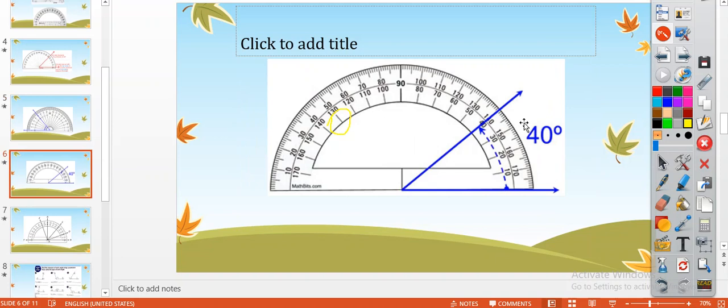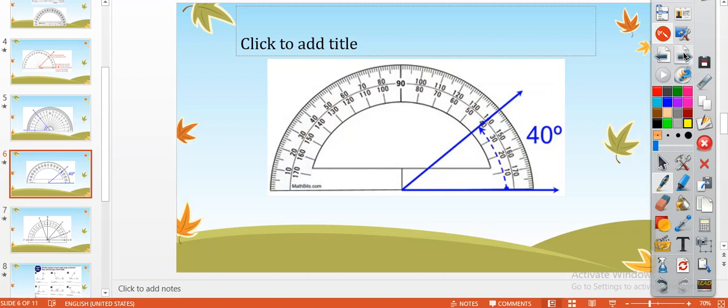Then let us take a look at another one here. Look at this one. Start from the 0, 10, 20, 30, 40. So the answer is 40 because it intersects with the protractor at 40.